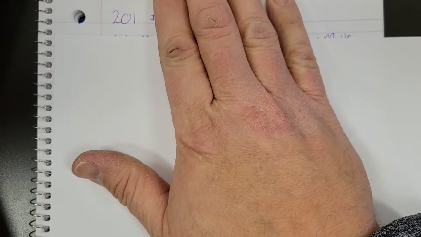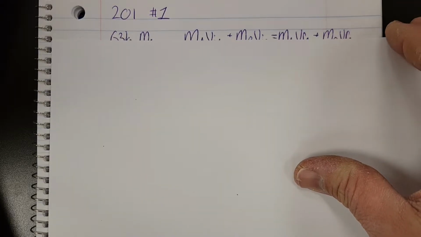So we're going to go over the homework for 201. Let me make an adjustment. There we go. We're going to go over homework on 201. And our first question is, the astronaut is throwing his oxygen tank away to survive. And we're going to conserve momentum.